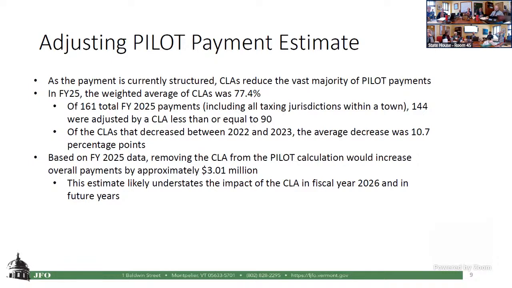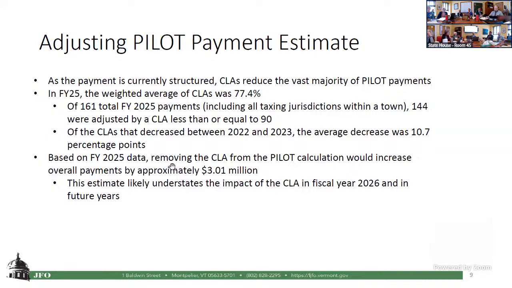In fiscal year 25, taking the weighted average of CLAs, they were 77.4%. Of the 161 total FY25 payments, 144 were adjusted by CLA less than or equal to 90. And of the CLAs that decreased between 2022 and 2023, the average decrease was 10.7 percentage points. We're seeing sharp drops in CLAs.